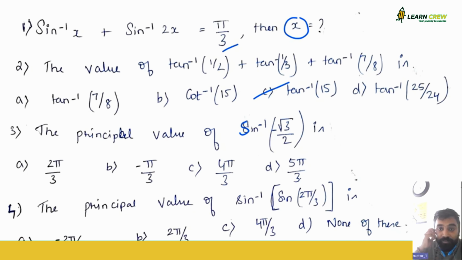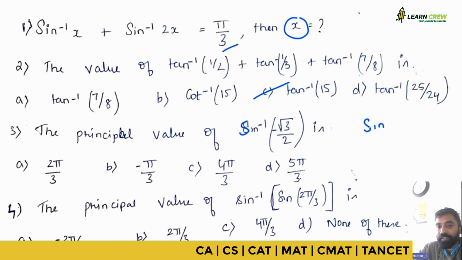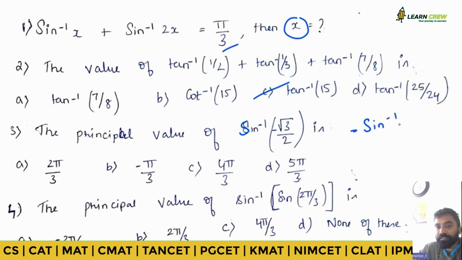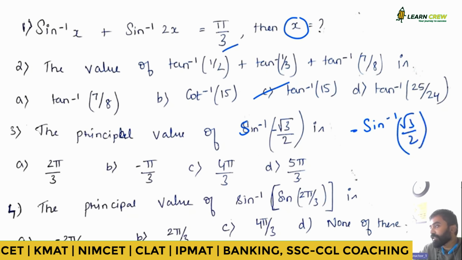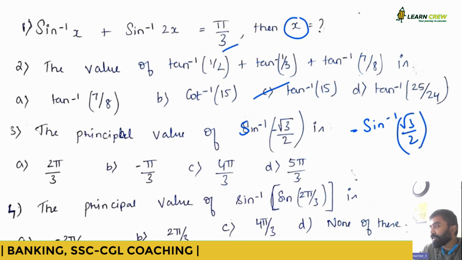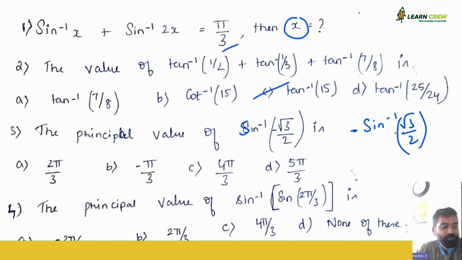Sine inverse of minus root 3 by 2. So you need to find the angle. We had seen that this can be written as minus sine inverse of root 3 by 2. Now what is root 3 by 2 in terms of angle? Root 3 by 2 is sine 60, that is nothing but pi by 3. So the answer becomes minus pi by 3. These are like the 1 mark questions that you might get.